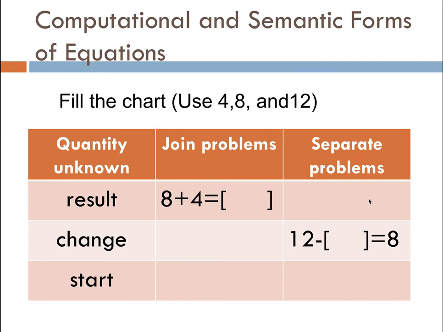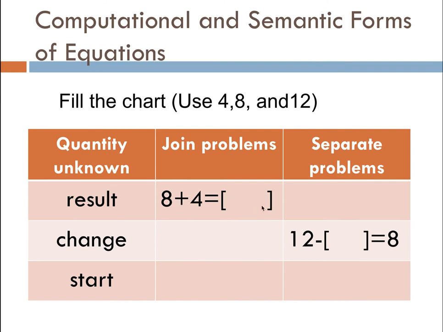Something minus something will be something, right? In separating problems, you can do either 12 minus 4 is equal to unknown, or you can do 12 minus 8 is equal to unknown. So always that result is unknown in this case. How about change is unknown in join problem?